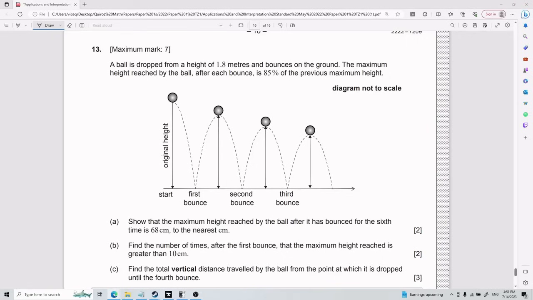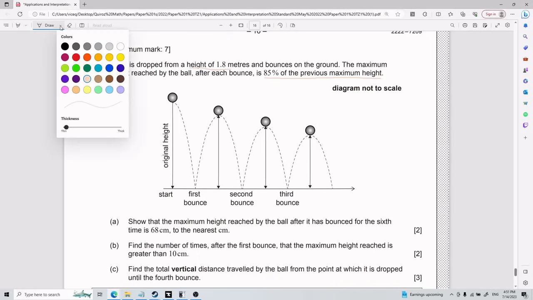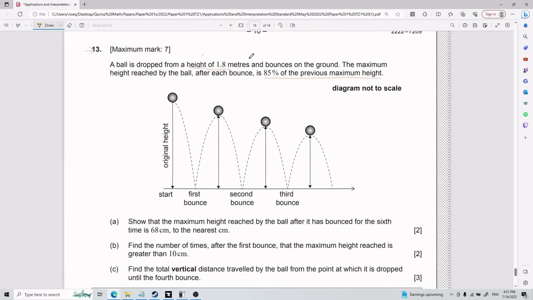All right, and for the last one, number 13, we have that a ball is dropped from a height of 1.8 meters and bounces on the ground. The maximum height reached by the ball after each bounce is 85% of the previous maximum height. All right, so let's add a little bit of perspective to this. So 1.8 meters, see, is the first one, which is over here. So 0, comma 1.8 meters.